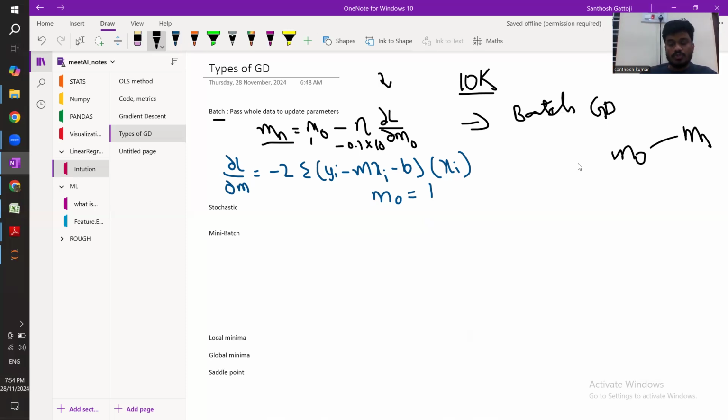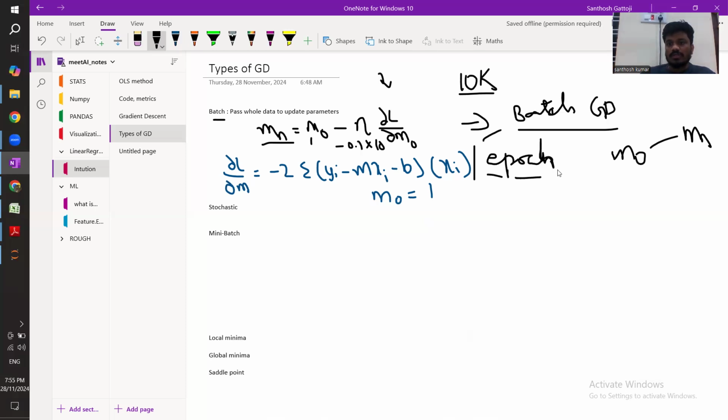Exactly. So usually what we do is we call this epochs. Epochs is nothing but how many times you are training on the data. In deep learning, they use this word. It's called epoch. That means how many times you are training on this data set.